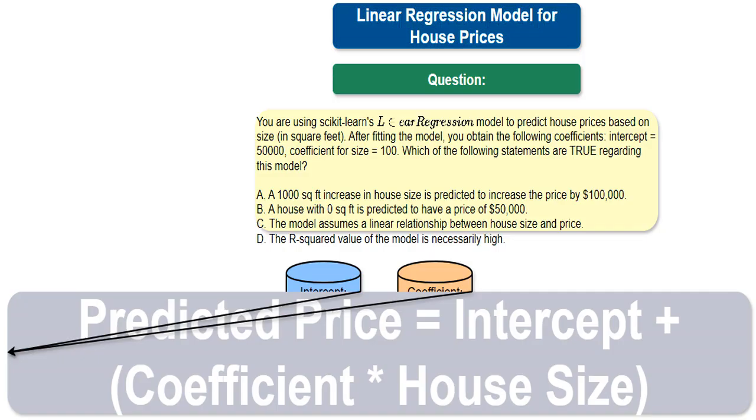This is the linear regression equation. To find the predicted price, I add the intercept, the base price, to the product of the coefficient, the price increase per square foot, and the house size. It's how we use the intercept and coefficient to make predictions. It's like building with Lego blocks. The intercept is your base and the coefficient are the blocks you add to it.